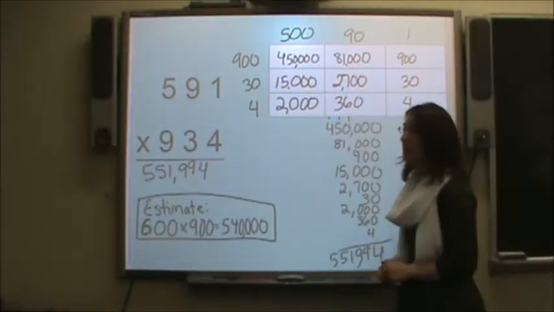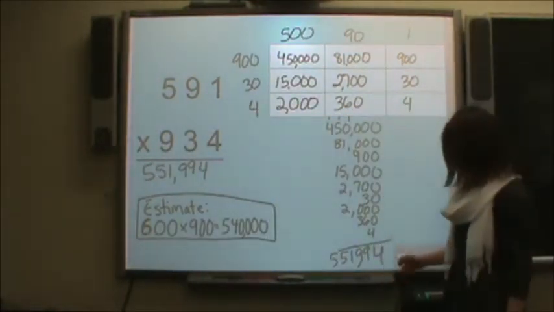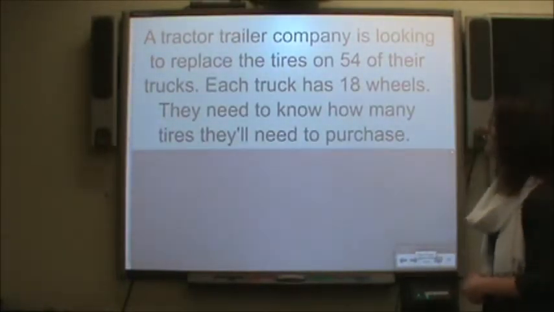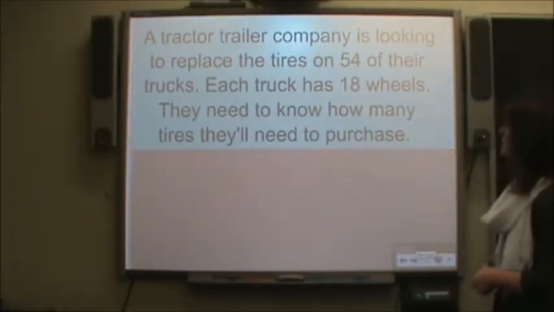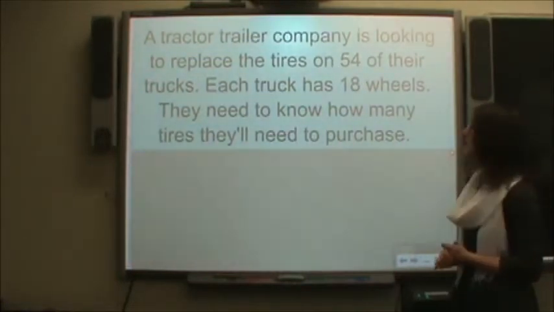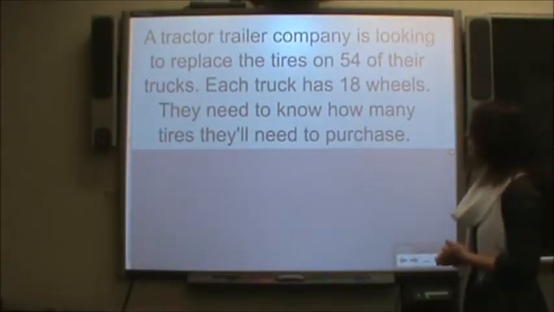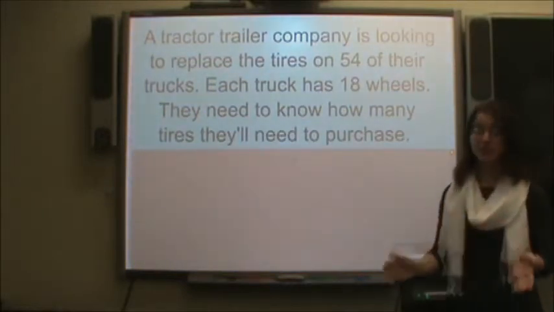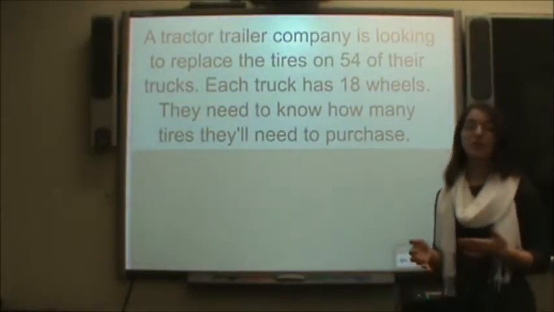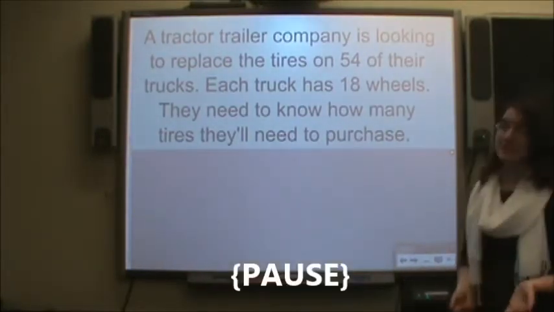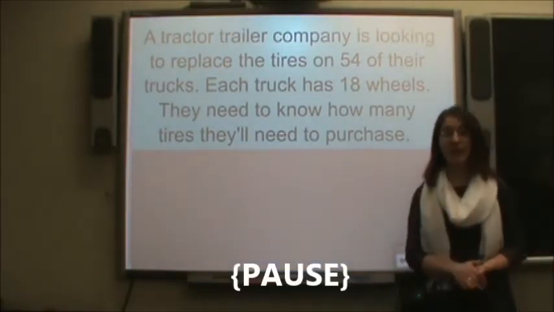We're going to move on to a couple of word problems now that use multiplication. So let's say a tractor trailer company is looking to replace the tires on 54 of their trucks. Each truck has 18 wheels. They need to know how many tires they'll need to purchase. So 54 trucks need new tires. There are 18 tires on each truck. So how many are they going to need? Pause the video and try and figure that out now.